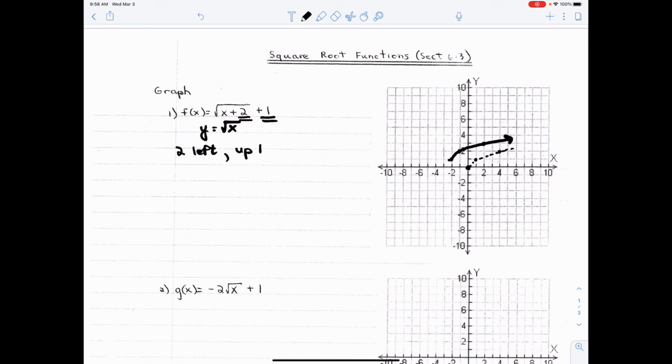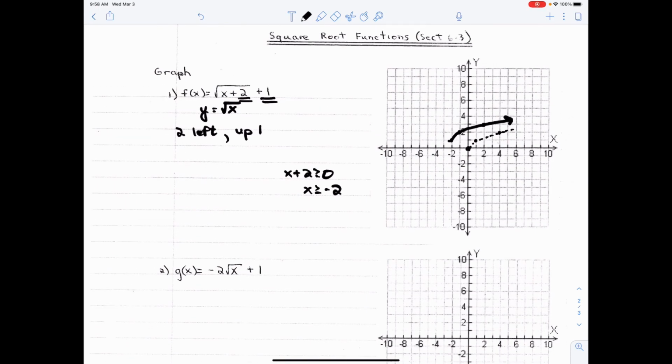And if you did find the domain for this, notice you'd say x plus 2 is greater than or equal to 0. Therefore, x, which I didn't ask you to do, but you could, x is greater than or equal to negative 2. That's why it starts at negative 2 and then goes to the right. Okay, so there's nothing on the left-hand side of negative 2.